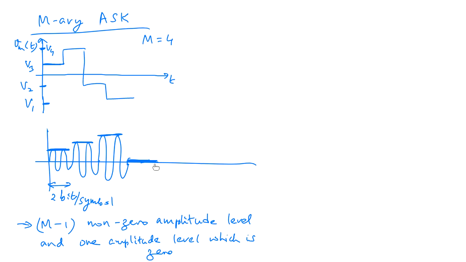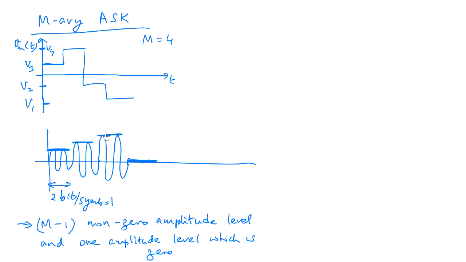We can do it for m equal to 8, m equal to 16, m equal to 32, 64, and so on. Okay, now if you notice here, we need 4 amplitude levels to implement a 4-ary ASK, that is M-ary ASK with m equal to 4. So we are having amplitude level 0, which is the first amplitude level, and then we have this amplitude level, that's 2, that's another amplitude level, that's the third one, and the fourth one.